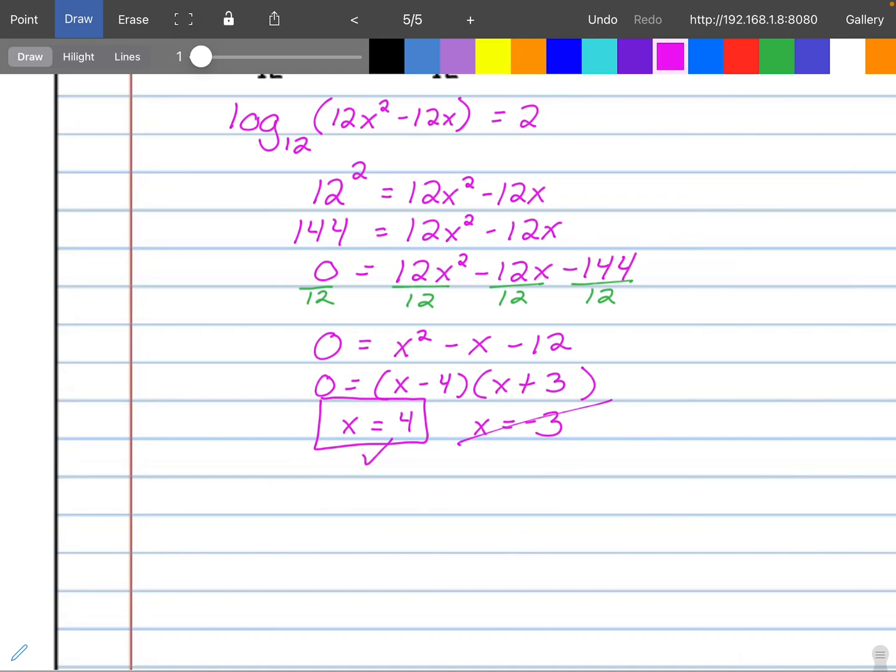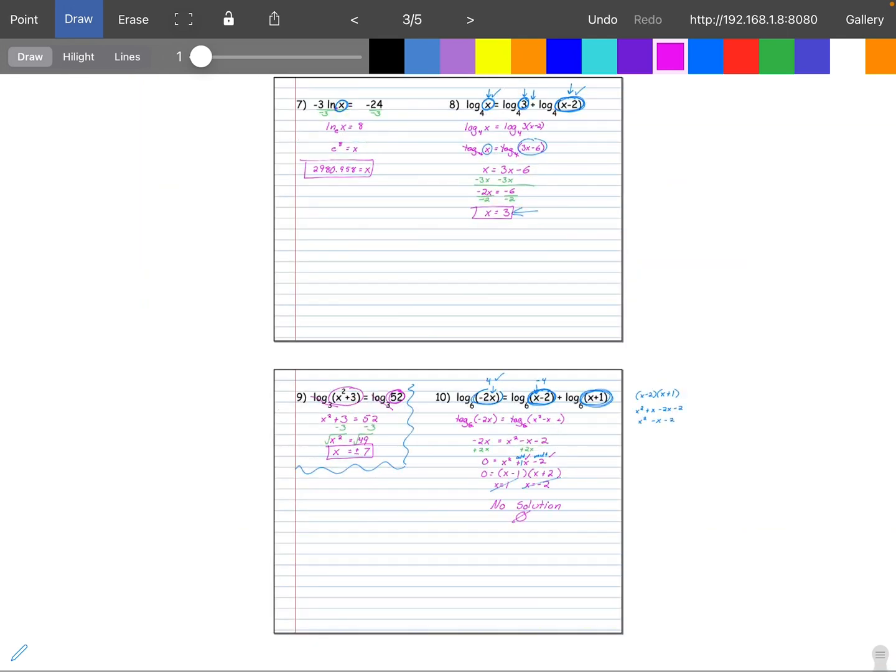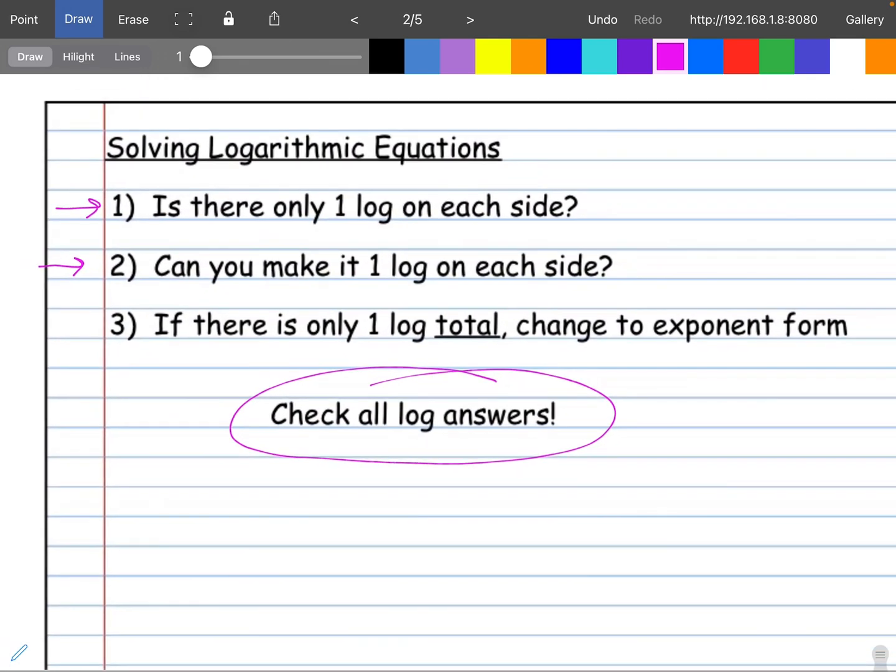So we have our plan of action. Look for how many logs you have and where they're located, and that gives you an idea of what you need to do. So remember, if we have, where's that slide? Here we go. If we have one log on each side and they have the same base, then we can cancel out those logs. Just make sure that if there's anything in front, you've already moved it up to an exponent, or if there's anything added or subtracted, you've gotten rid of it, or whatever you need to do. But if you've got one log on each side and they have the same base, you're going to get it to where you're ready to cancel those logs and set the rest of it equal.